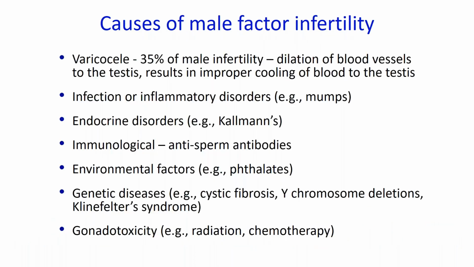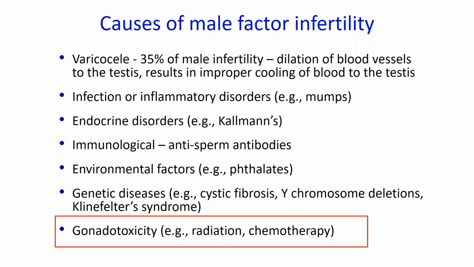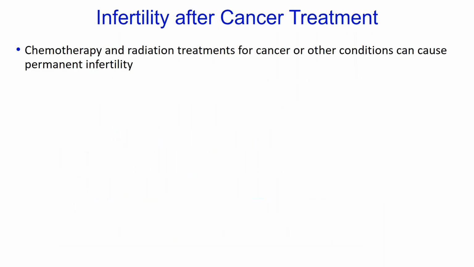Well, there are a variety of conditions that can cause azoospermia. Those are reviewed on this slide here. The most common is varicocele, and you'll see a variety of other conditions that can lead to infertility on this slide. But for the next couple of slides, I'm going to focus on infertility that can occur due to gonadotoxicity of a medical treatment, such as radiation or chemotherapy for cancer or other conditions.